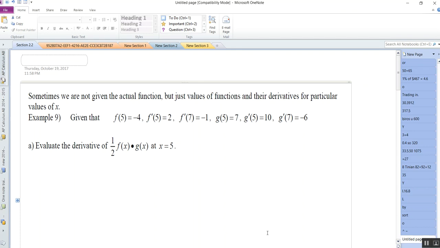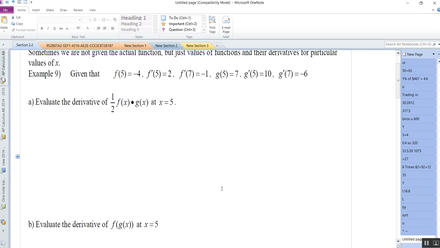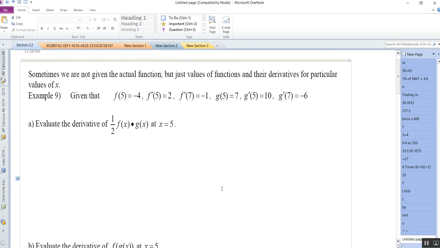Hey there, welcome to a video that covers pages 4 through 5 of section 3.6 notes on chain rule. So here's page 4, example 9, and we are going to evaluate this derivative. We have 1/2 f of x times g of x at x equals 5. So clearly there is a product rule happening here.